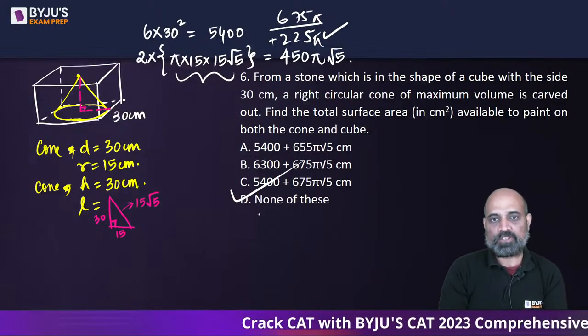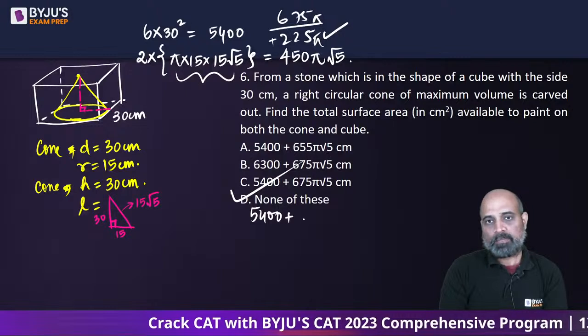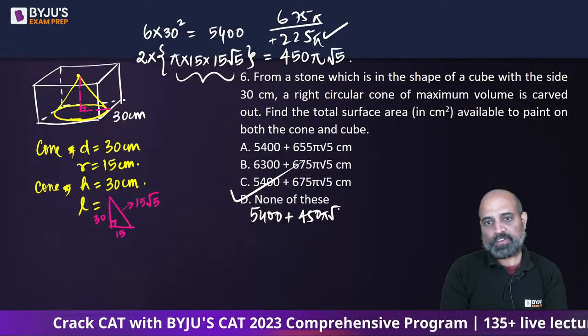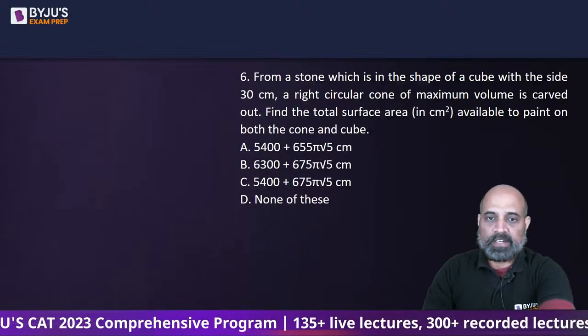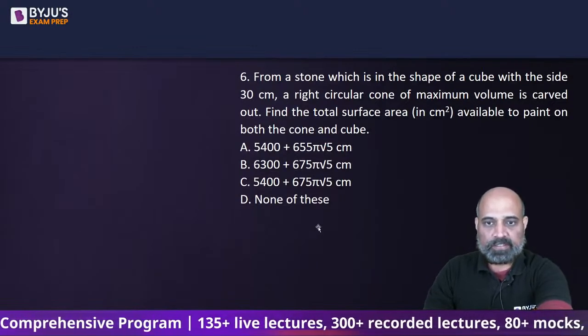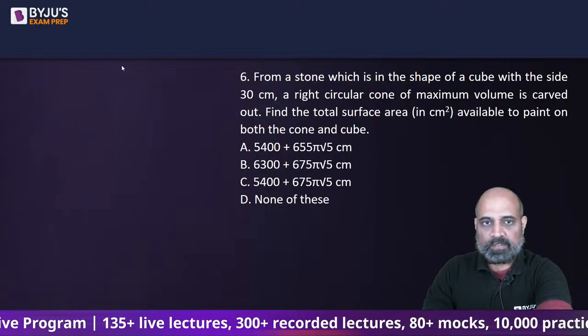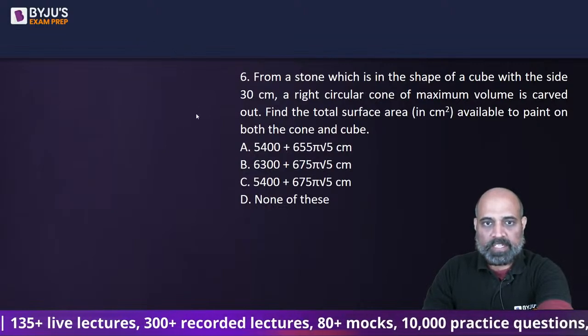It should be actually 5400 plus 450 pi root 5. This will be the answer. Okay? D is going to be the answer. So I will correct this.